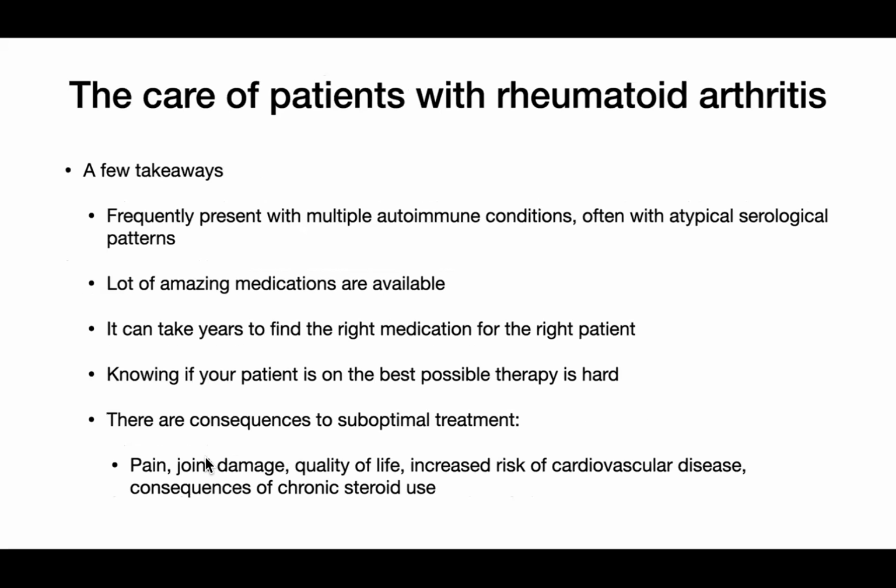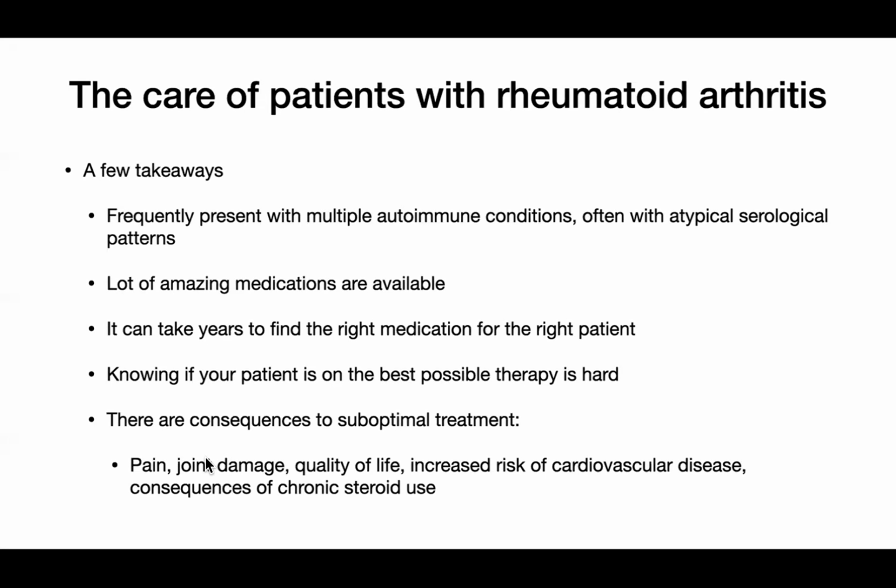So the takeaways: her case illustrates some of the typical things of our patients with rheumatoid arthritis. One is, the serologies, the antibodies, which we think are so useful for rheumatoid arthritis, and they really are, can be very atypical. There's heterogeneity. Some patients have them, some patients don't. There's a lot of great medications available. We tried her on a bunch of them, but it can take years to find the right medication for the right patient. And in those years, patients often have joint damage, which is permanent.